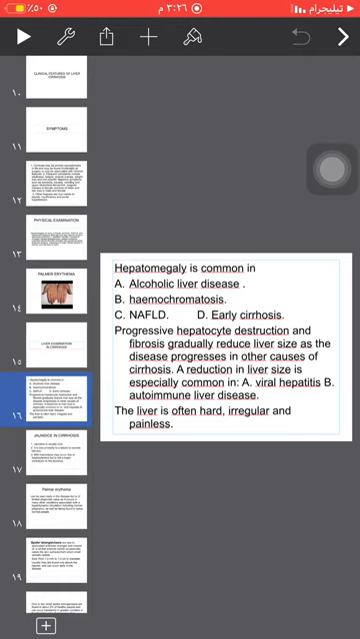Progresses in the other cause of the cirrhosis. A reduction in the liver size is especially common in viral hepatitis, autoimmune liver disease, which leads to destruction of the liver cell. ولكن الهيباتوميجالي قلناها راح يكون بالالكحوليك، بالهيماتوكروماتوسيس، بالايرلي سيروزيس، بالليمفاتي، لان بهذين الحالة ماكو destruction للهيباتوسايت. طبعا الليفر is often hard, irregular and painless. الليفر بالصورة الطبيعية هي firm ولكن هنا يصير hard and irregular and painless.